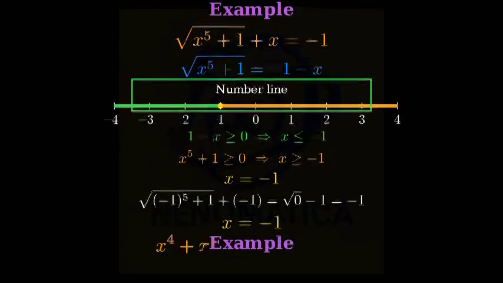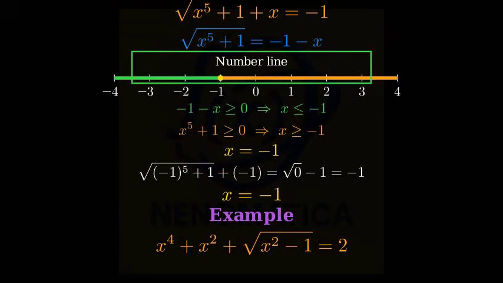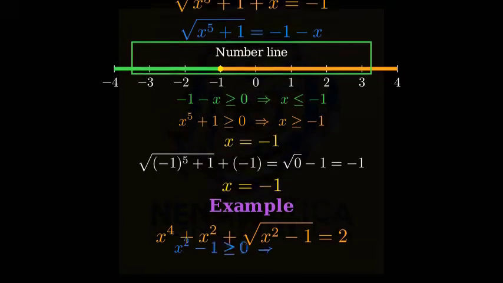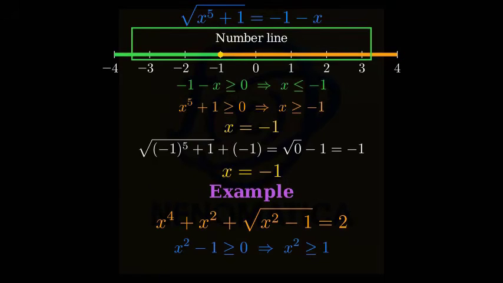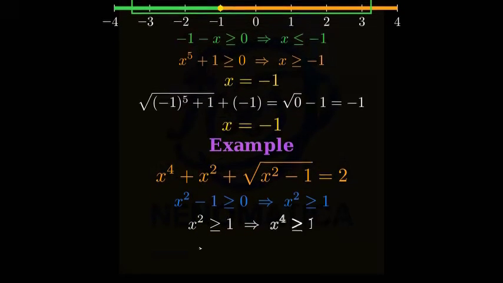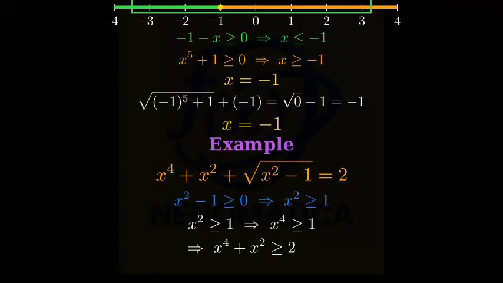Example 2. Solve x to the fourth plus x squared plus the square root of x squared minus 1 equals 2. The square root requires x squared minus 1 greater than or equal to 0, so x squared is greater than or equal to 1. From this, it follows that x to the fourth is at least 1, and therefore x to the fourth plus x squared is at least 2.